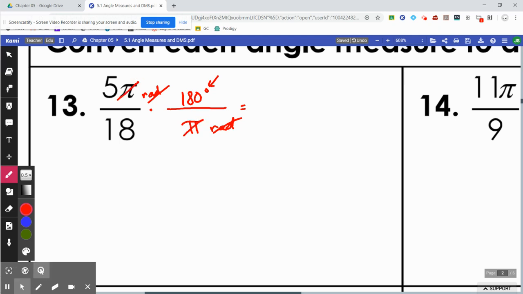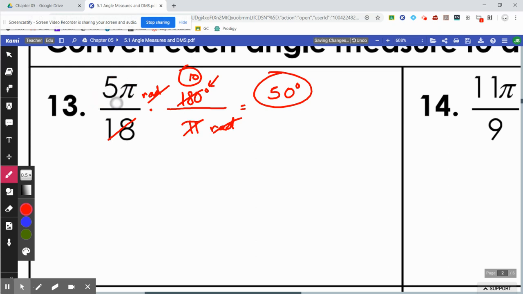Pi cancels with pi. 18 cancels to 180 and leaves you with a 10 and a 1. So on top you have 5 times 18, which is 90. Let's see, 90 degrees. Is that all that's left? Oh, no, that should have been a 10 right there. I knew that was wrong. A 5 times 10, which is 50 degrees. And that is all that's left, 5 times 10, so you're left with 50 degrees.